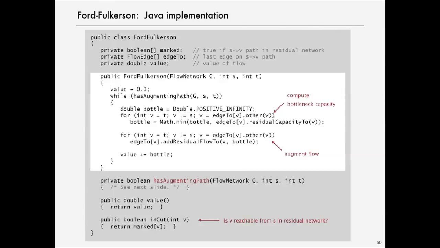So that's the maximum amount of flow that we can push through the network: go through the path and find the minimum of either the unused capacity in some forward edge or the available flow in some backward edge. Then once we have the bottleneck capacity, we just go back through the path again and add residual flow to every edge in that path. So that's augmenting the flow. And then once we've augmented the flow, we update the value.